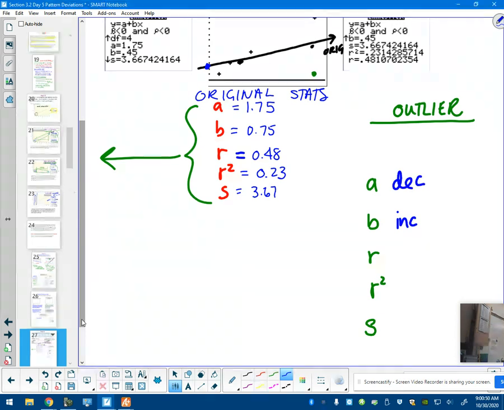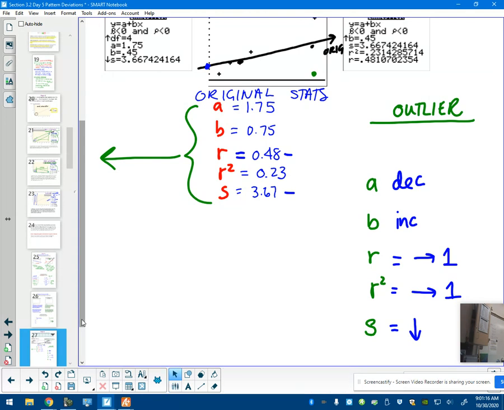What do you think is going to happen to the R? It was 0.48. It's going to get closer to 1. What do you think is going to happen to the R squared? It's going to get closer to 1. And what do you think is going to happen to the S? It's going to decrease. It's going to get better. Decreasing S is better. Sometimes decreasing R is better if it's negative.